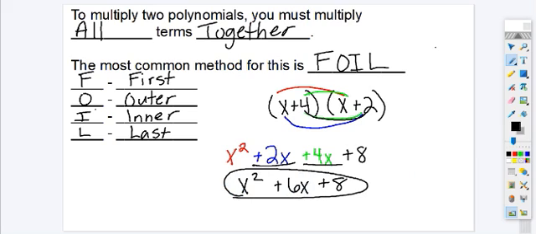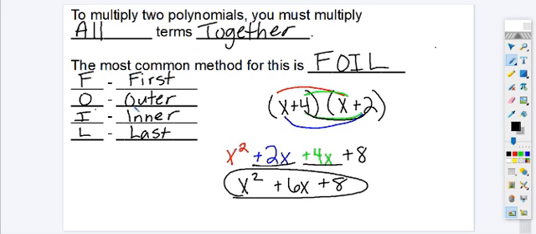Now that method works, and it's not a bad method to learn, but it's really easy when you have a binomial times a binomial like what we have here, but we won't always have that situation. Sometimes we're going to have a binomial times a trinomial or a trinomial times a trinomial, and FOIL just doesn't really work in that situation. And so I'm going to show you another method that takes a little more work to set it up, but in the long run I think it's a little bit easier to work with. And so I call that method the box method.